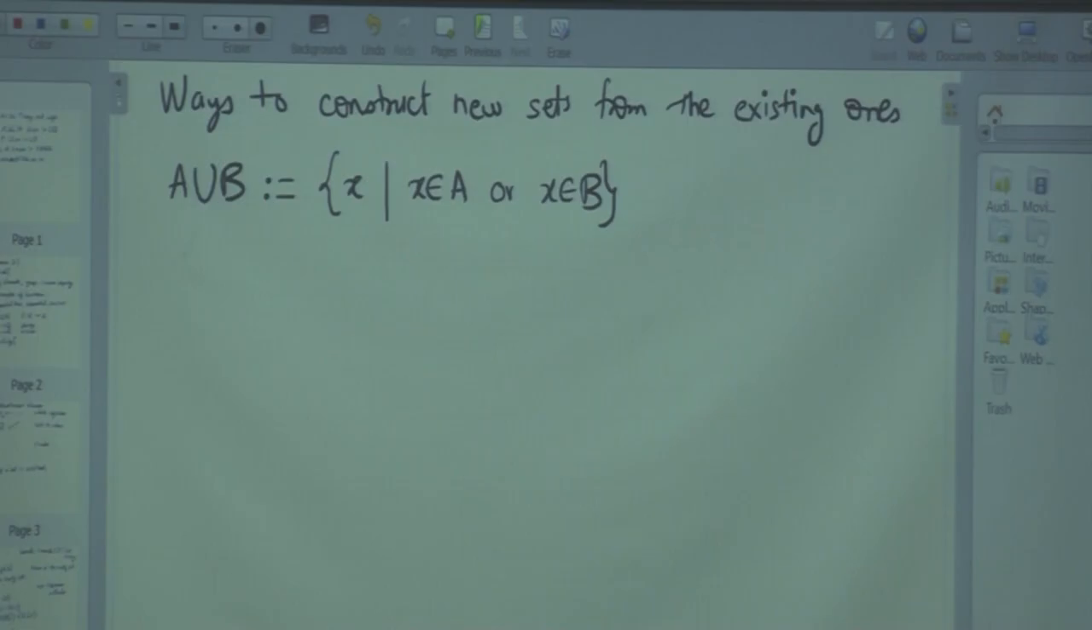I will ask you a simple question. What about the set consisting of 1, 2 and the set consisting of 1, 3? What is their union? 1, 2, 3. Very good. Now I am getting a loud voice. Yeah, 1, 2, 3. Why can't I write it as 1, 1, 2, 3?